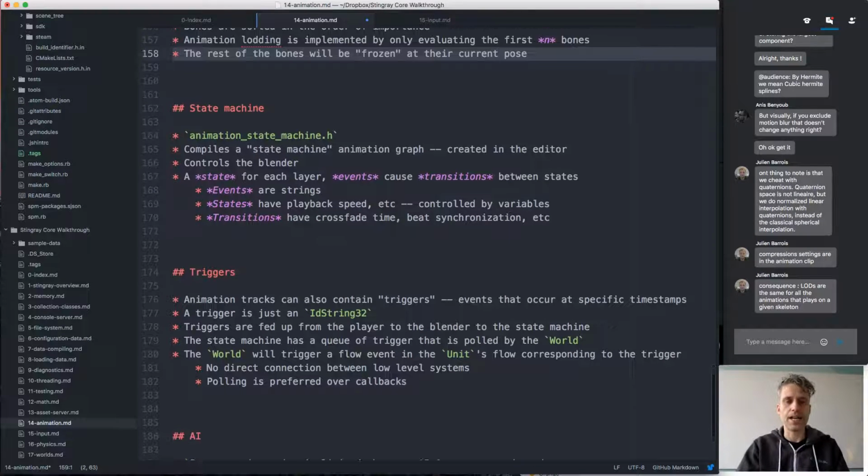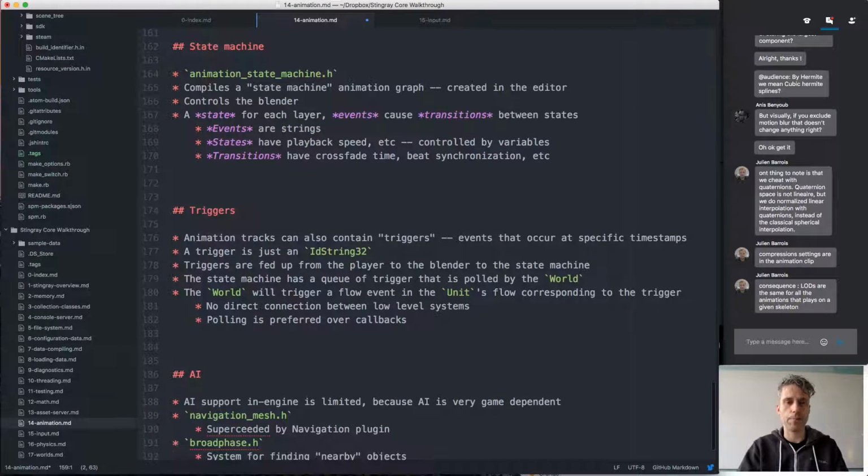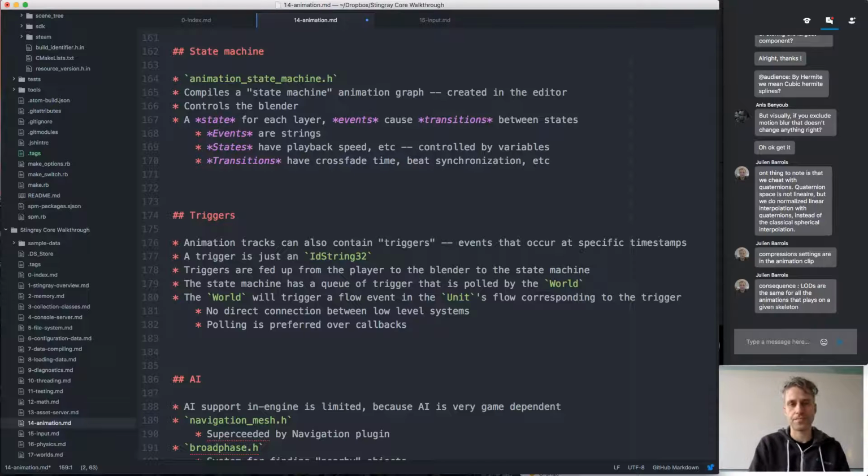The highest level above the blender is the state machine. The state machine is the connection between what the animator does in the editor and the blender. The state machine takes a state machine file that is created by the editor, and it's created by the animator by creating animation states in the editor and defining transitions between those states.